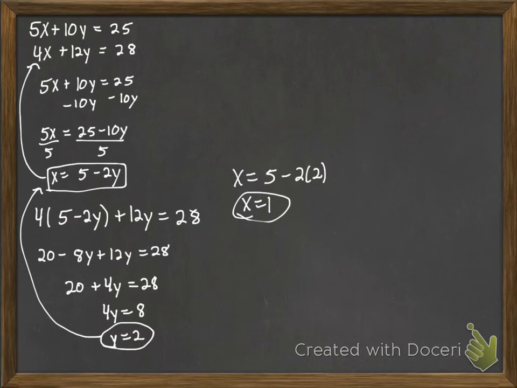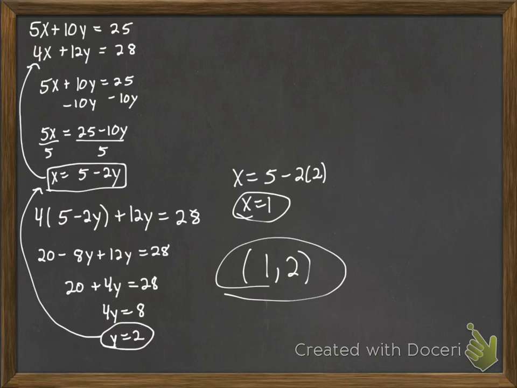The last step is to write our answer as a point, the point (1, 2). And now we've solved our system by substitution. If you need to, you may want to go back and work through this a little slower. Pause things, maybe try to work it out on your own. This is another example of substitution. Good luck.